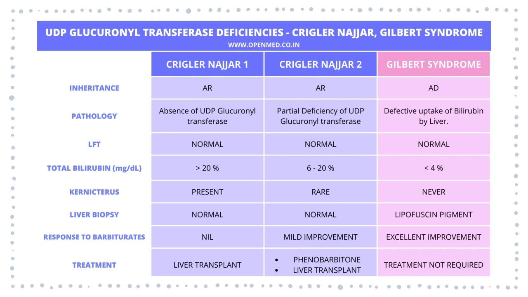And the response to barbiturates is good for Crigler-Najjar and Gilbert syndrome, as this medication will stimulate the enzyme activity. The only treatment for Crigler-Najjar type 1 is a liver transplant, because we mentioned that glucuronide transferase enzyme is present in the liver. For type 2, we mentioned phenobarbital, and liver transplant can also be done. And Gilbert syndrome does not require any treatment.